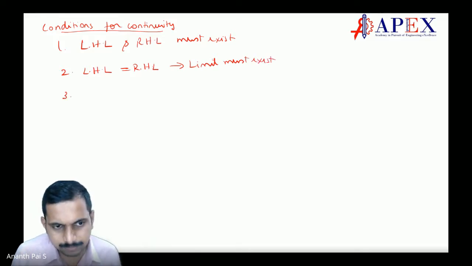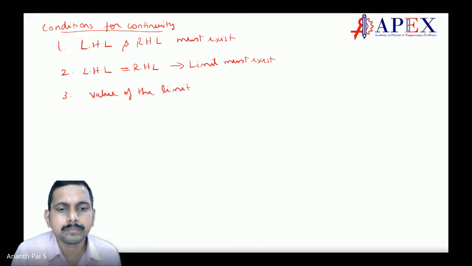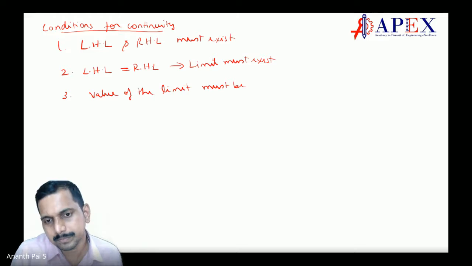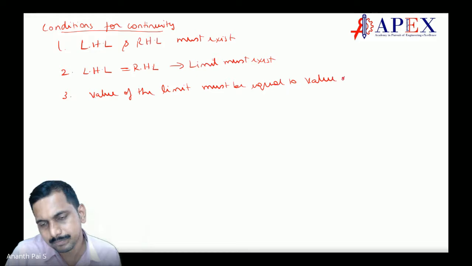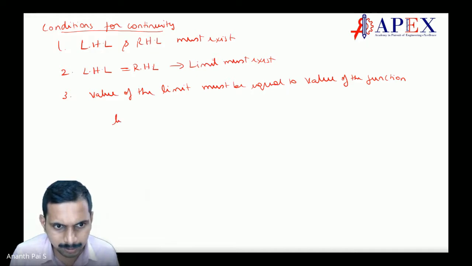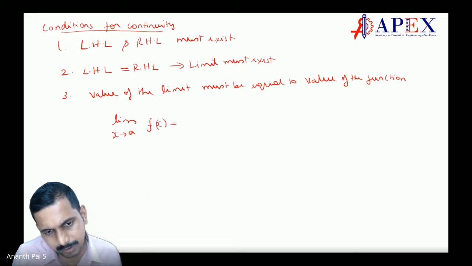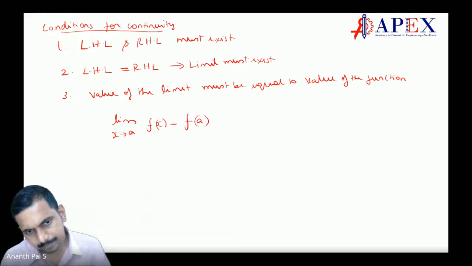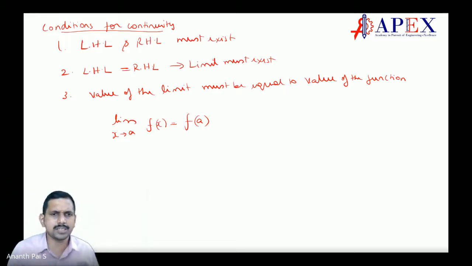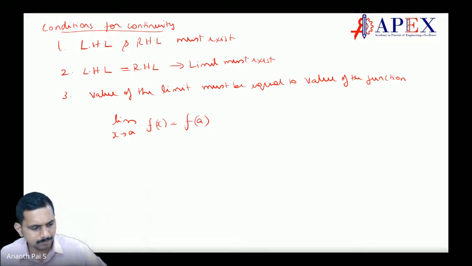Third thing is that the value of the limit must be equal to the value of the function. That means limit x tending to a of f of x must be equal to f of a. Now, if this happens only, then it is continuous. Otherwise, it is not continuous. Let us take examples and we'll see one by one.